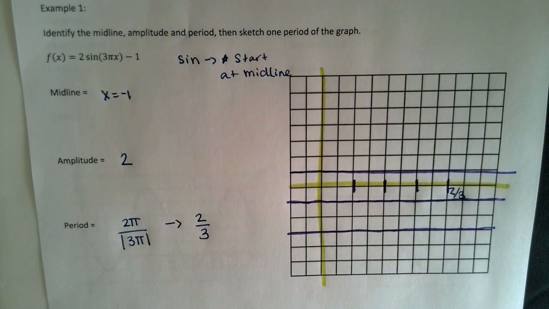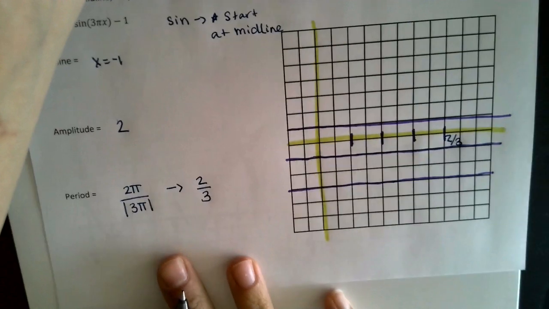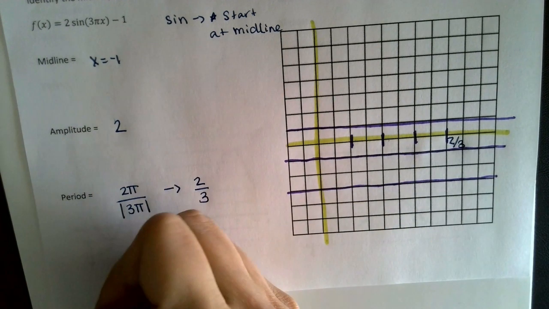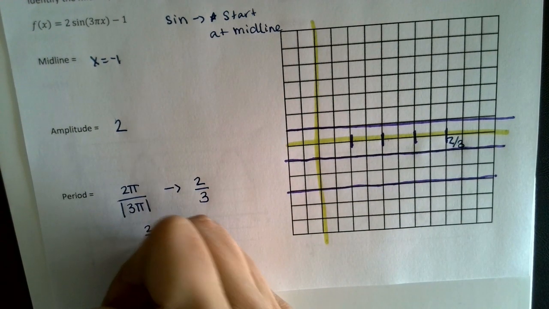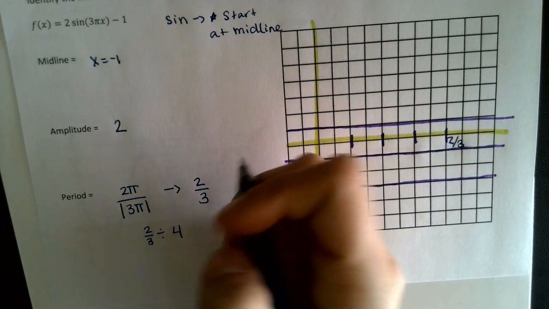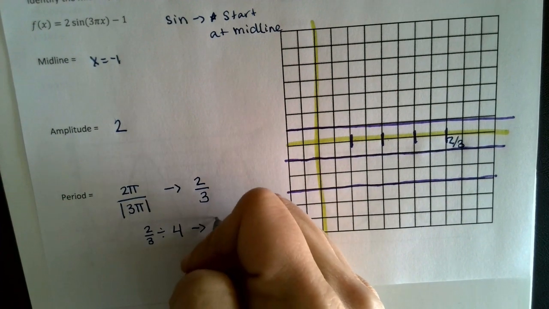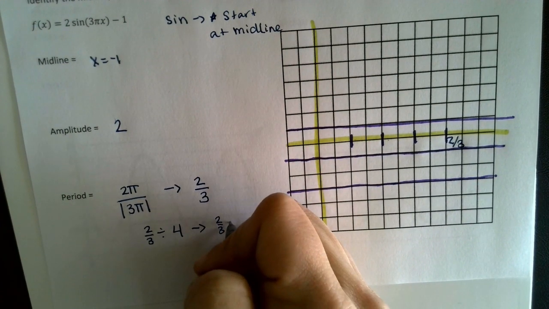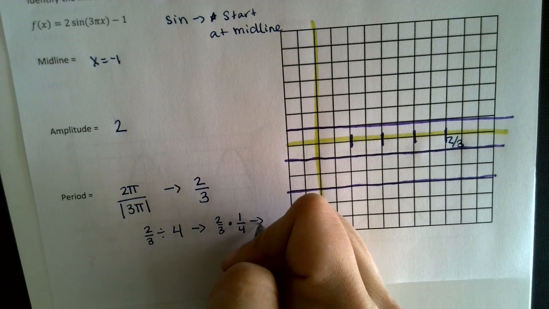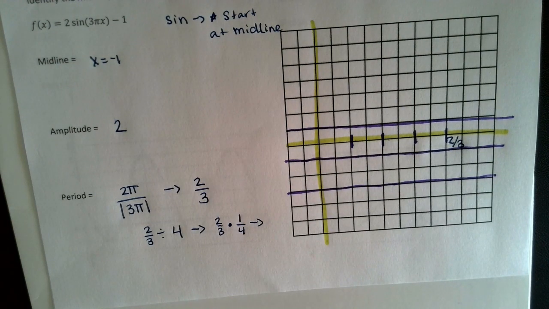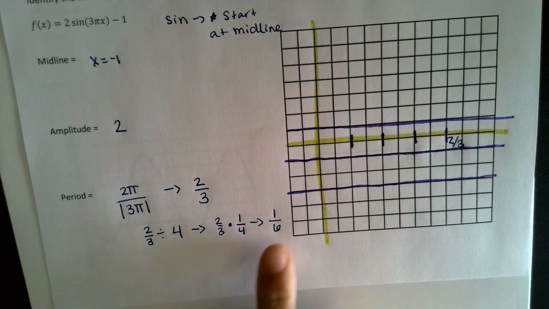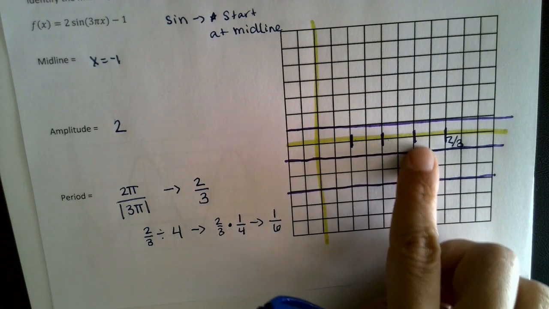Now, you are going to have to identify the other parts. So that means we are going to take 2/3 and divide it by 4, because there's 4 sections. If you remember, dividing is the same thing as multiplying by the reciprocal. So the reciprocal of 4 is 1/4. When we calculate this out and reduce it, I am left with 1/6. This means that each one of these goes by 1/6.